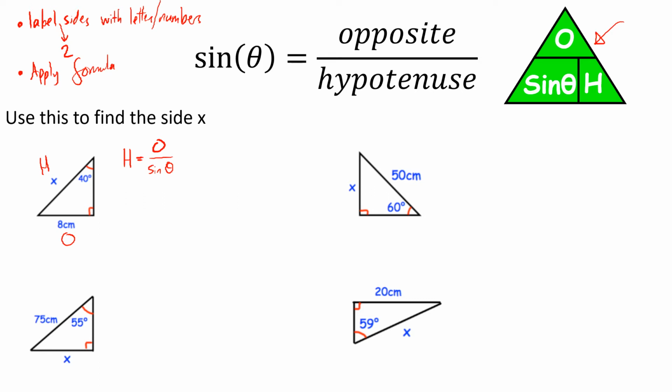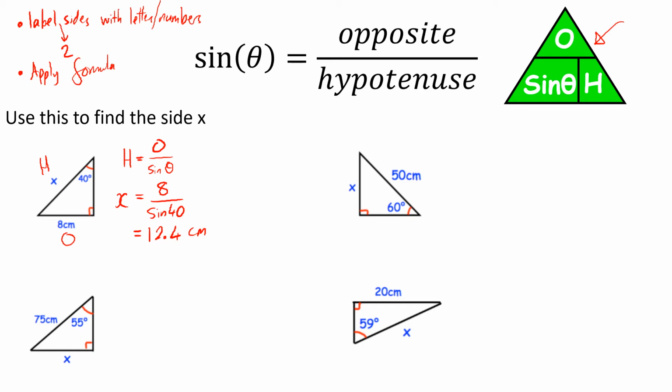So what we can do is substitute in the things that we know. So x equals, opposite is 8, over sine 40. And that'll give us that side is 12.4 centimeters. Now, you know that's right because the hypotenuse should be the longest side. If you ended up with something that was smaller than 8, you know you've made a mistake.